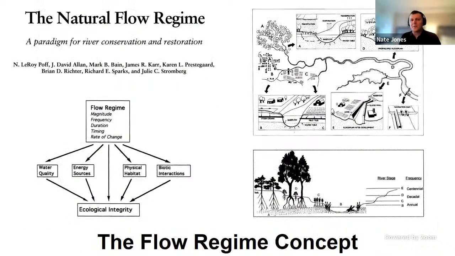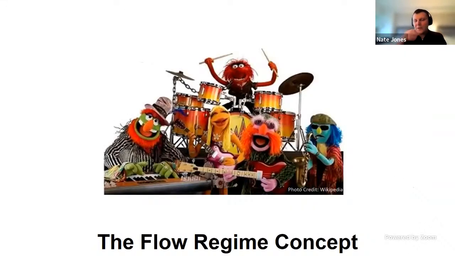And so I wanted to introduce a few concepts before diving too deep. The first is the natural flow regime. This comes out of Leroy Poff's work, and I think this was published in 1997. So, we're talking about over 20 years ago. But the point here is that we're thinking about how the magnitude, frequency, duration, timing, and rate of change impact ecosystem functions. And I always like to describe this kind of like the band.